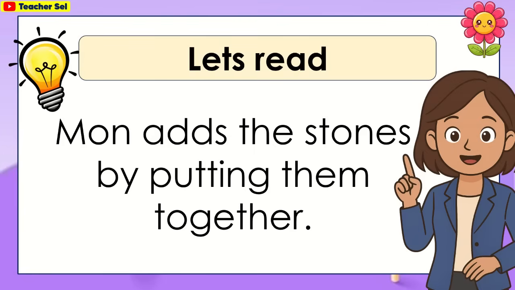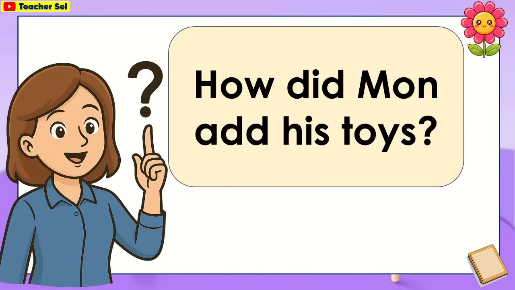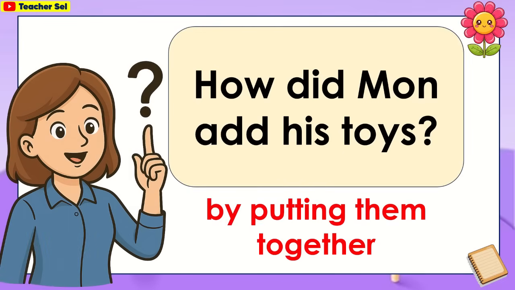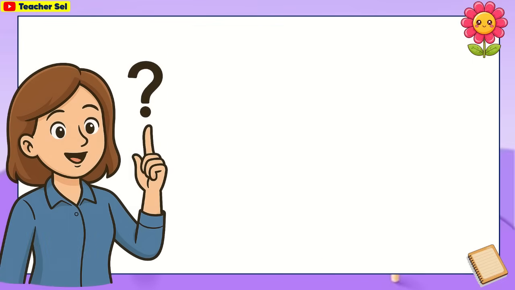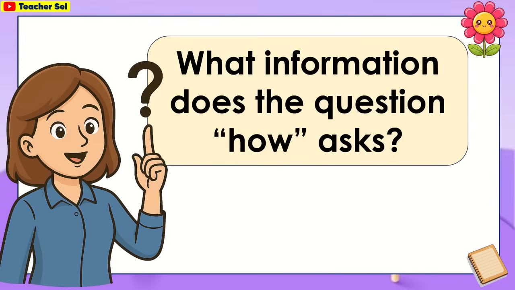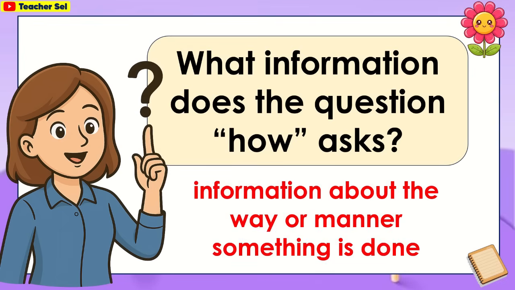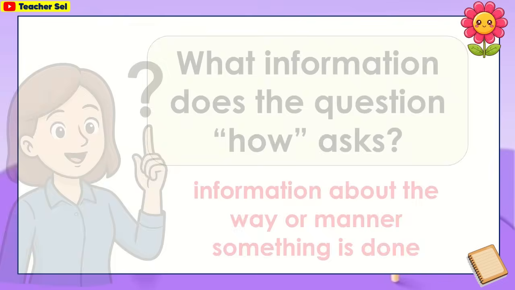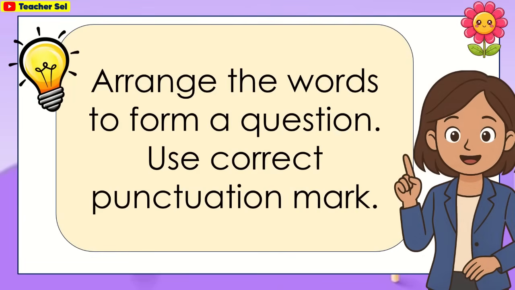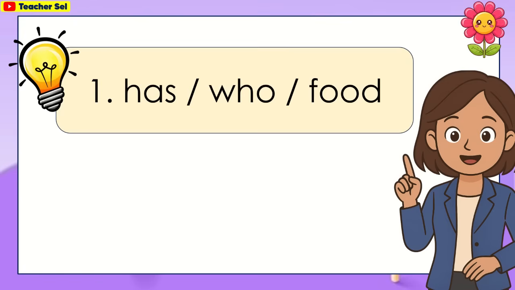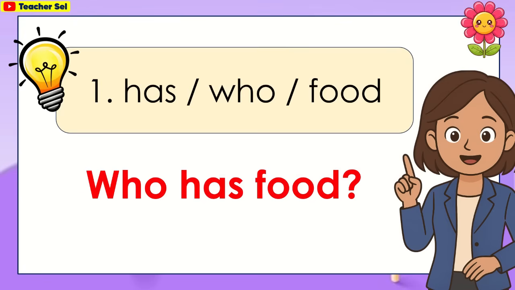Mon adds the stones by putting them together. How did Mon add his toys? By putting them together. What information does the question how ask? Information about the way or manner something is done. Arrange the words to form a question. Use correct punctuation mark. Has, who, food. The correct answer is who has food.